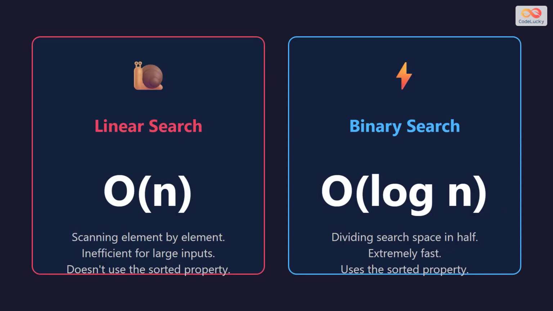A naive approach would be to scan the array from beginning to end using a linear search. However, this takes linear time, or O(n), which is inefficient for large datasets. Since the array is sorted, we should instead use binary search, which operates in logarithmic time, or O(log n). This is significantly faster.